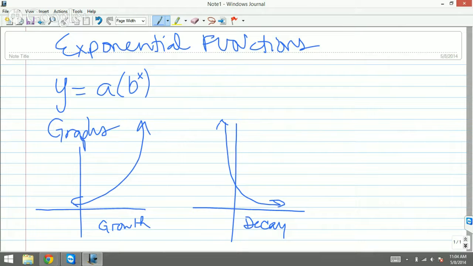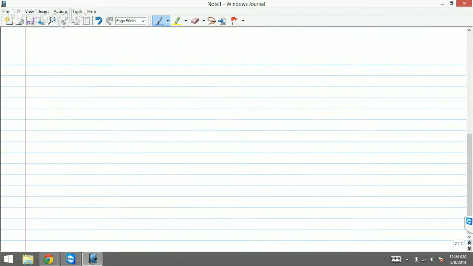Exponential decay. You guys have seen carbon dating, carbon-14 dating, half-life. This is what the graph of half-life would look like. It would decrease by half, half, half, and it would always come down, but it would never be gone. It would get closer and closer to the x-axis, but never be gone. So, exponential growth and decay.